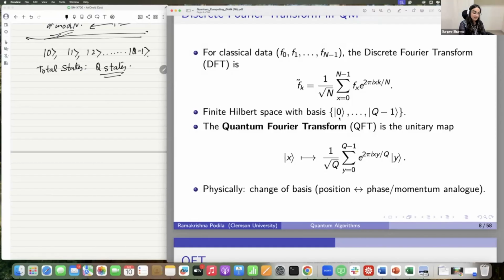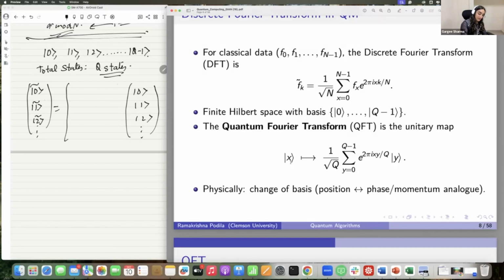So how do you take the Fourier transform? It's the exact same thing that you do for the discrete Fourier transform. Conceptually it is the same thing. You have these states, 0, 1, 2 and so on, and you are doing some transformation. And what is this? This is basically your quantum Fourier transform matrix.